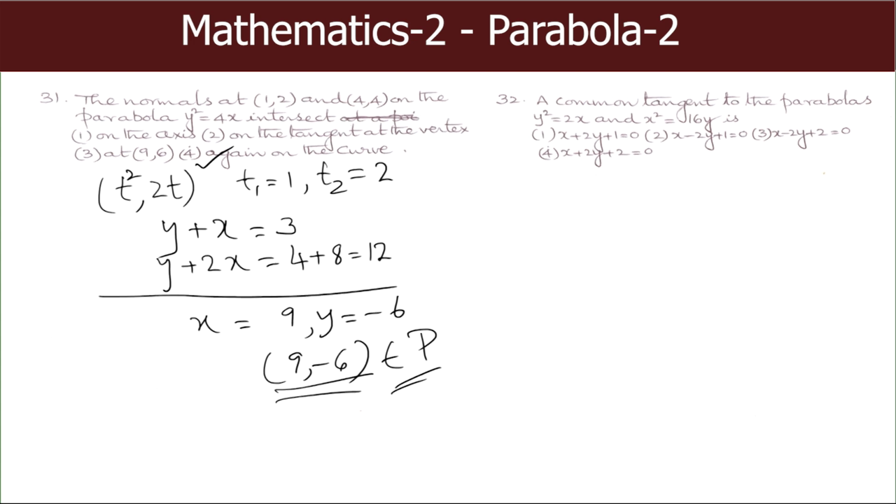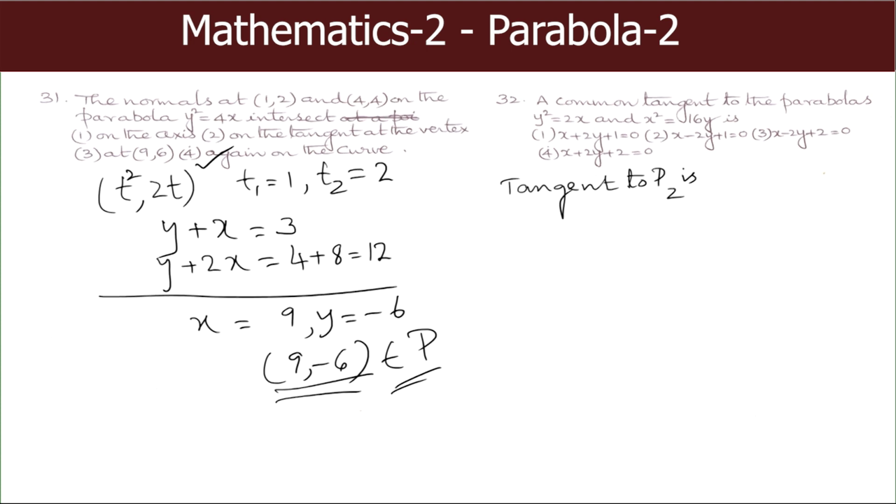A common tangent to the parabolas y square equal to 2x and x square equal to 16y. So, one parabola has its axis as the x axis, the other parabola has its axis as the y axis. First of all, let us write the equation of a tangent to the second parabola, P2.